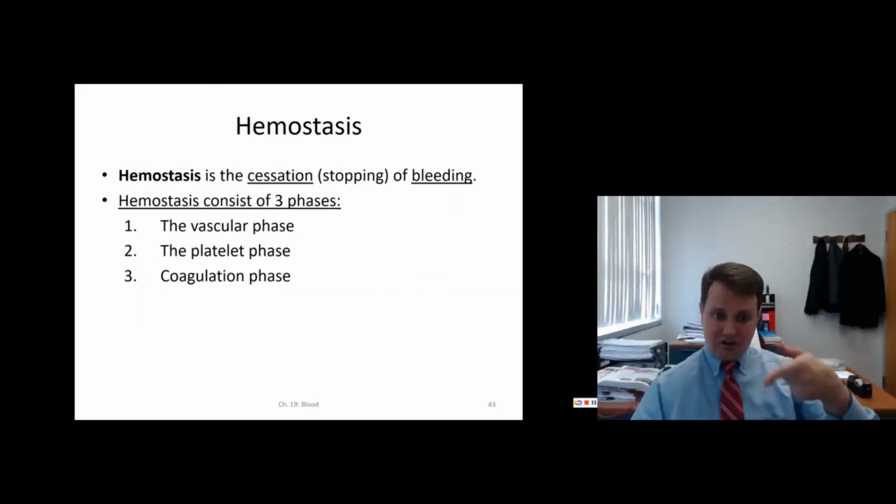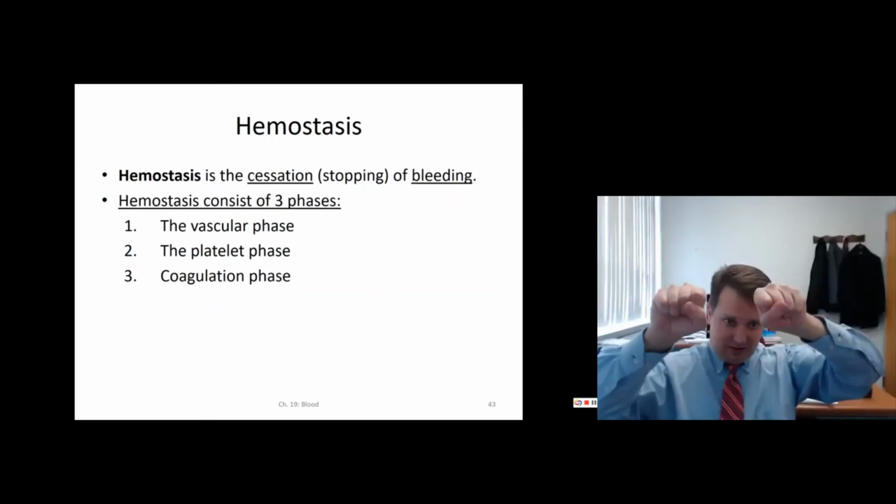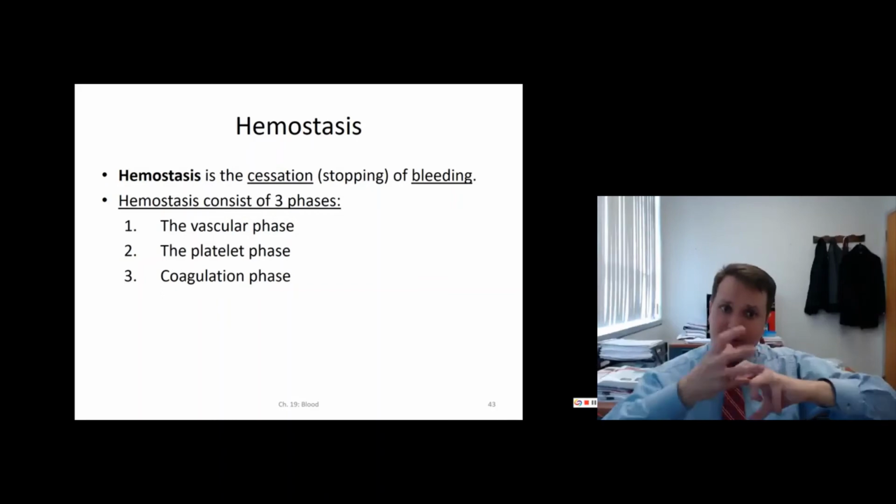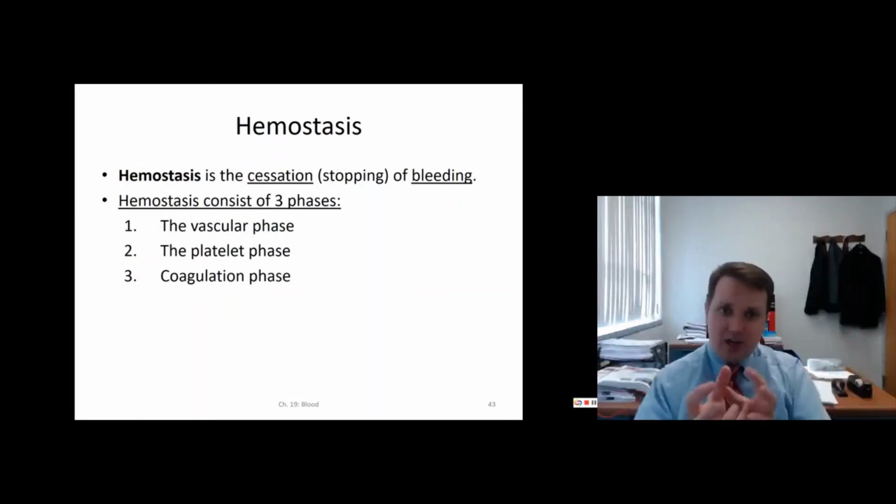Vascular phase is when blood vessels will spasm down. Platelet phase, platelets are going to start to stick together, do their platelet parties. In coagulation, we're going to start turning plasma into a thick jelly. Okay? So let's talk about this.